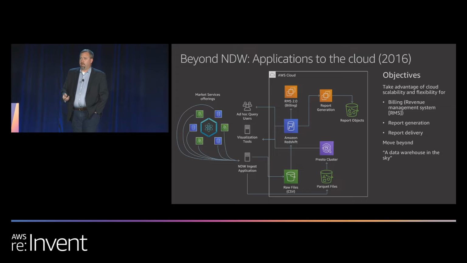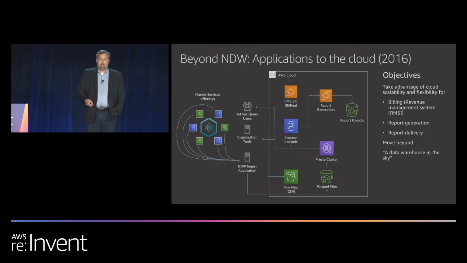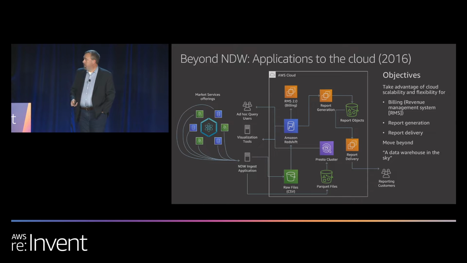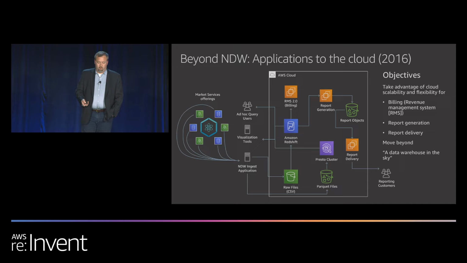We also had lots of legacy on-prem processes for generating reports, and we wanted to modernize that report generation platform. So that report generation platform would query Redshift and generate reports and store those report objects in S3. We needed a way for those reports to be delivered to our customers, so we developed a report delivery portal called Report HQ that allows our customers to come in and subscribe and retrieve those reports.